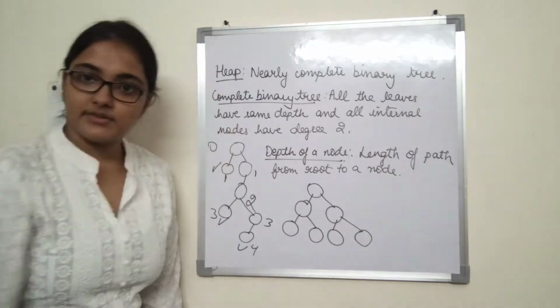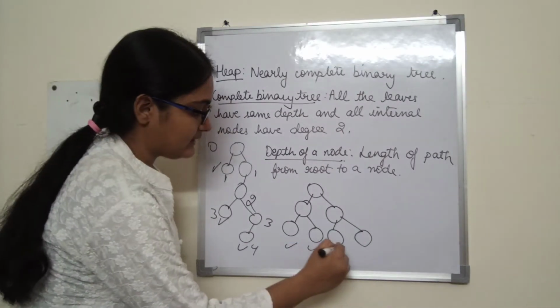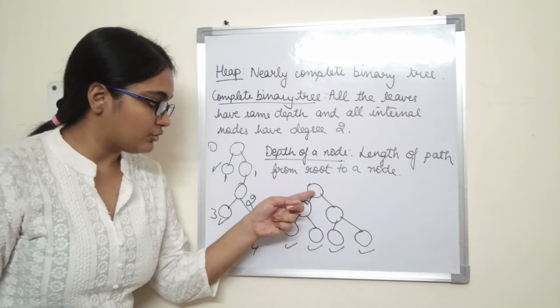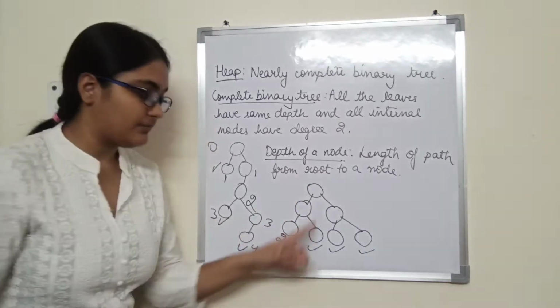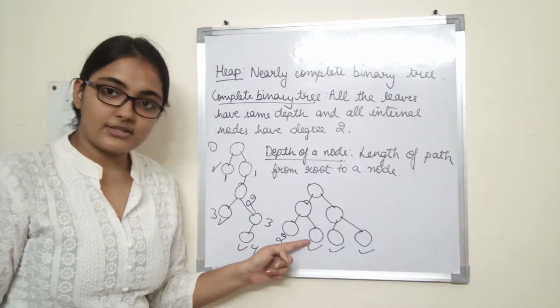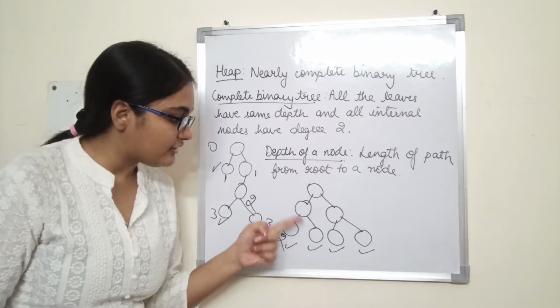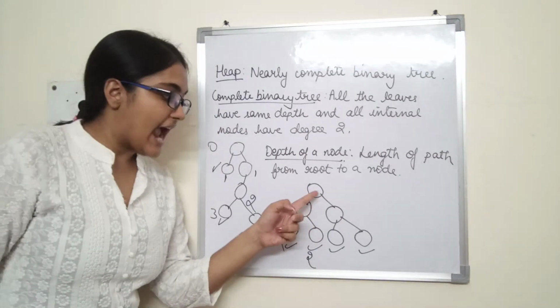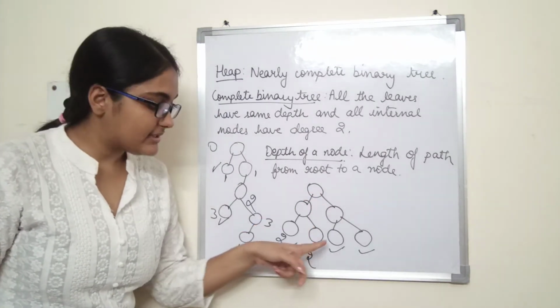Now which are the leaves? This. Now the depth of this node is the length of the path from root to this node. 1, 2, depth 2. What is the depth of this node? The length of the path from root to this node is 2.